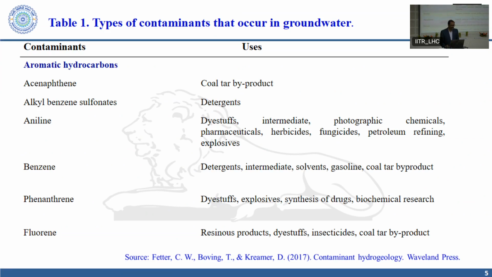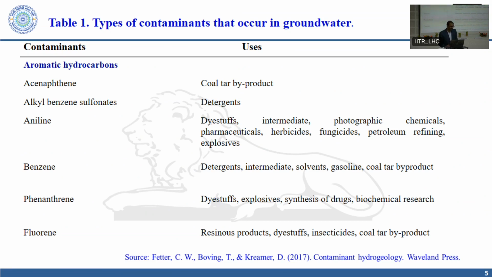One is the alkyl benzene sulfonates. This is the detergent which is used in washing powder. Another is aniline. This is used for intermediate photographic chemicals, pharmaceuticals, herbicides, fungicides, and petroleum refining explosives. That is your aniline. Next is benzene. Benzene is also mostly used in detergent and gasoline, coal tar and products here.